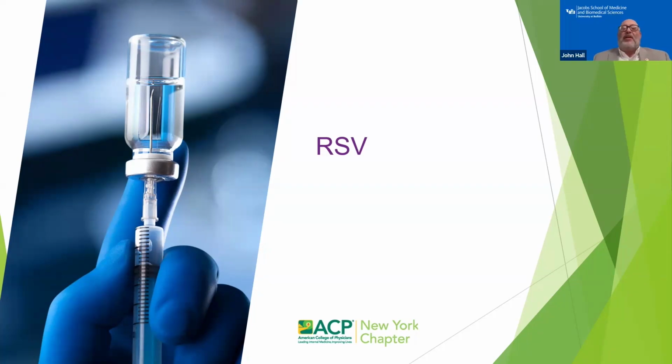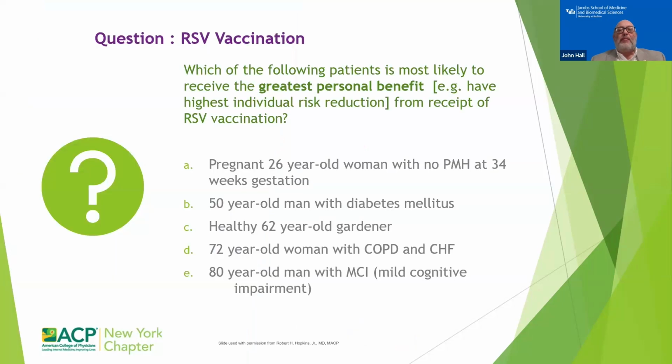Our next topic is the RSV vaccine, and we know that RSV stands for respiratory syncytial virus. This is a newer vaccine for the adult population in the United States, and perhaps we can provide some new information here. We'll start with a question. Which of the following patients is most likely to receive the greatest personal benefit? That is, those that have the highest individual risk reduction from receipt of the RSV vaccination.